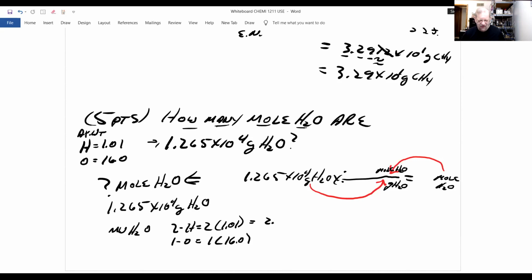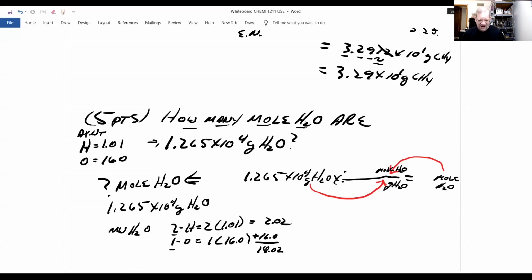2 times 1.01 is this. 1 times 16.0 is this. Remember, 1 and 2 are exact numbers. And now we'll add it up and we get 18.02.